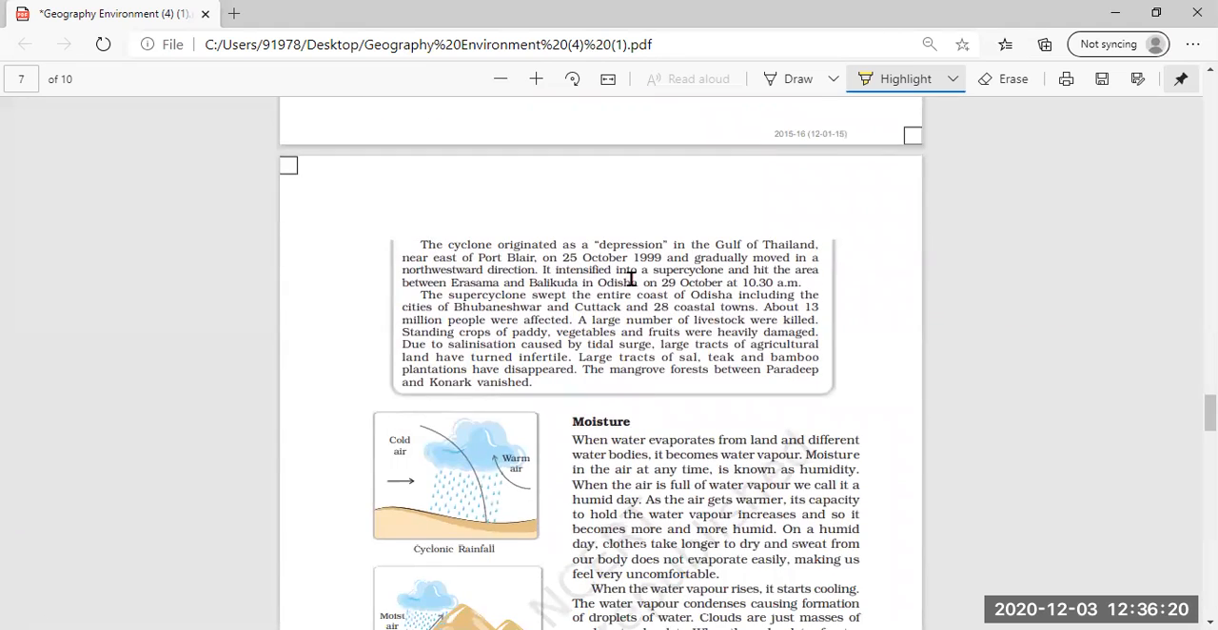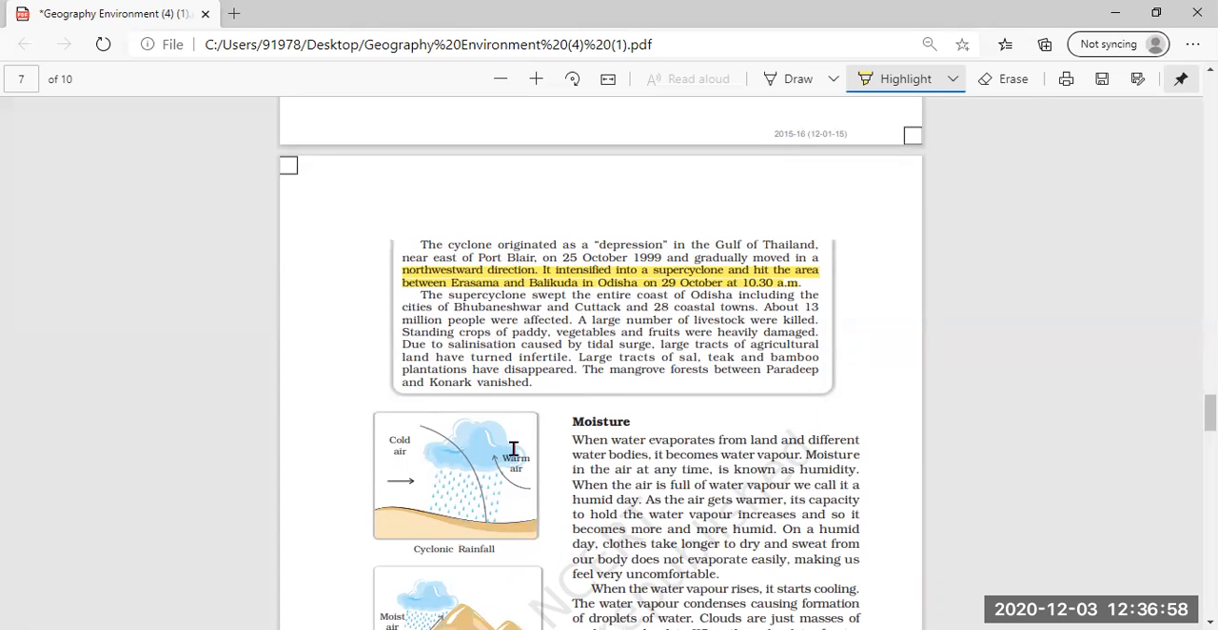The cyclone originated as a depression in the Gulf of Thailand, near east of Port Blair, on 25th of October in 1999, and gradually moved in the northwestern direction, intensified into a super cyclone and hit the area between Ireshama and Balaikoda in Odisha on 29th October at 10:30 a.m.